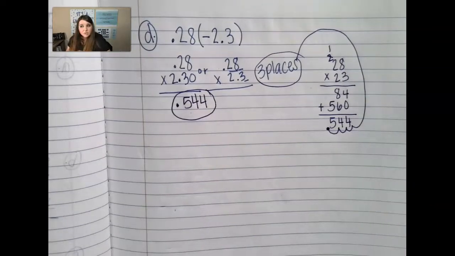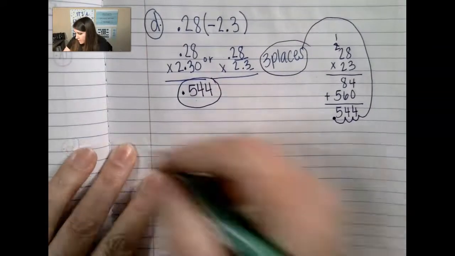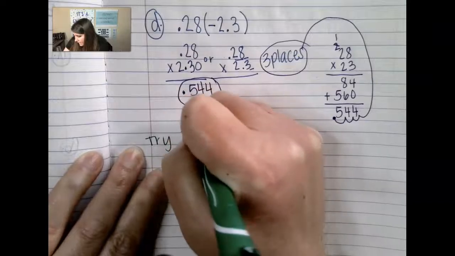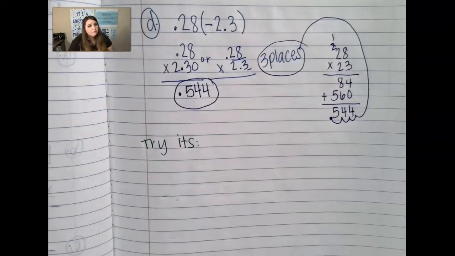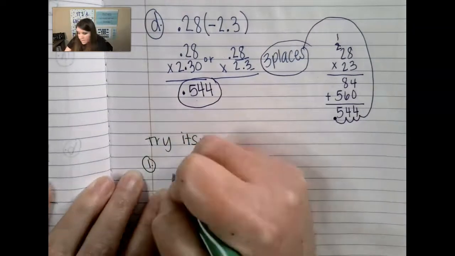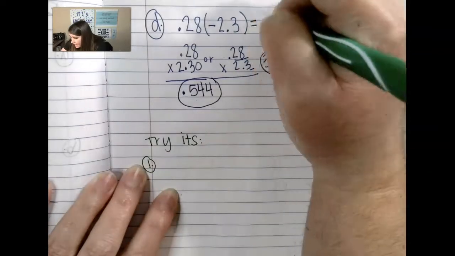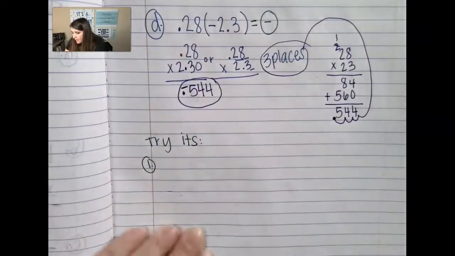All right, it is your turn now to do some try-its, and you can solve using whichever method you like. They both get you the exact same answer, so you can use whichever method you prefer. Our first try-it, number 1, looks like, oh, I did it again. This is a negative. Do not forget your negative signs. I keep telling you that, and then I keep forgetting them.